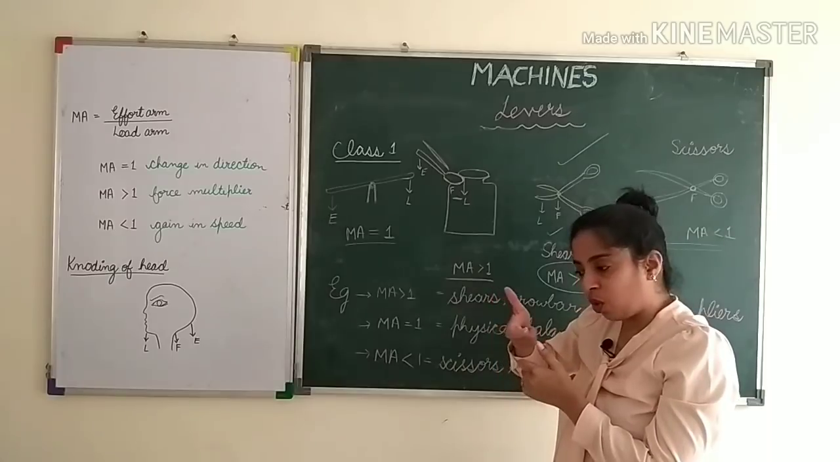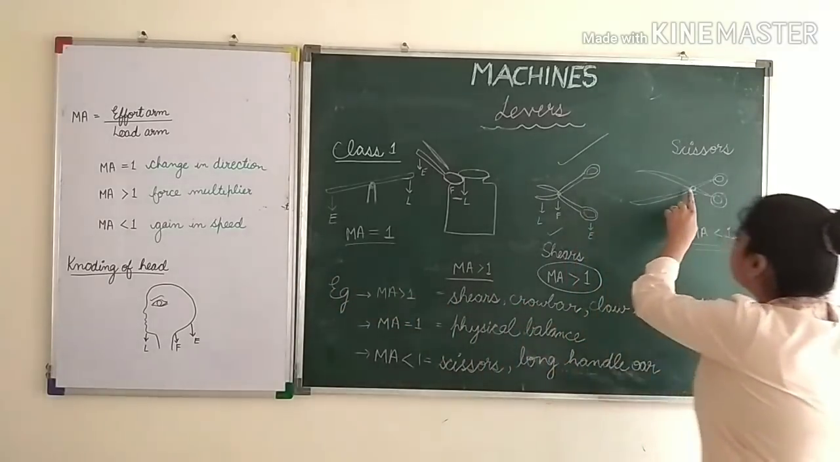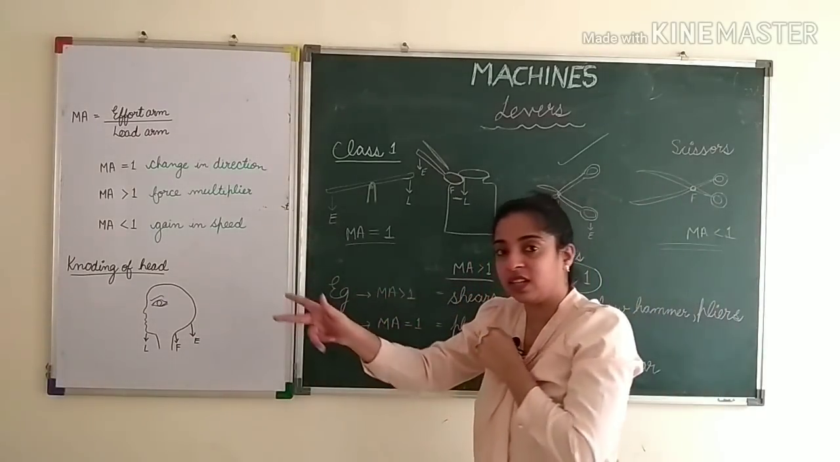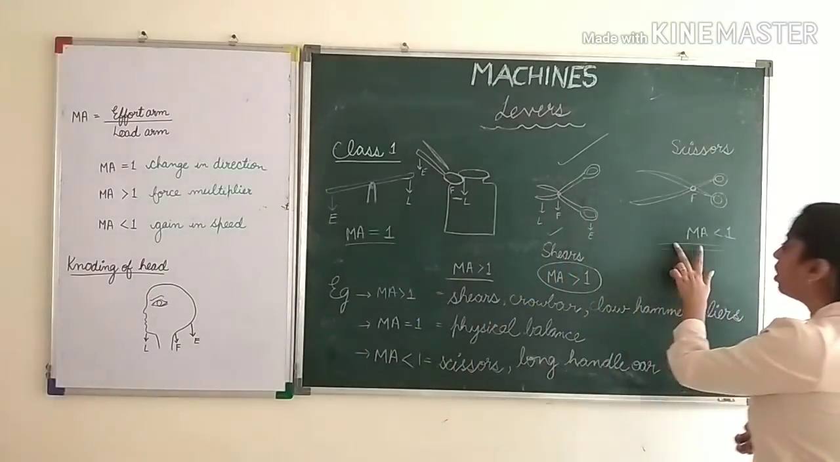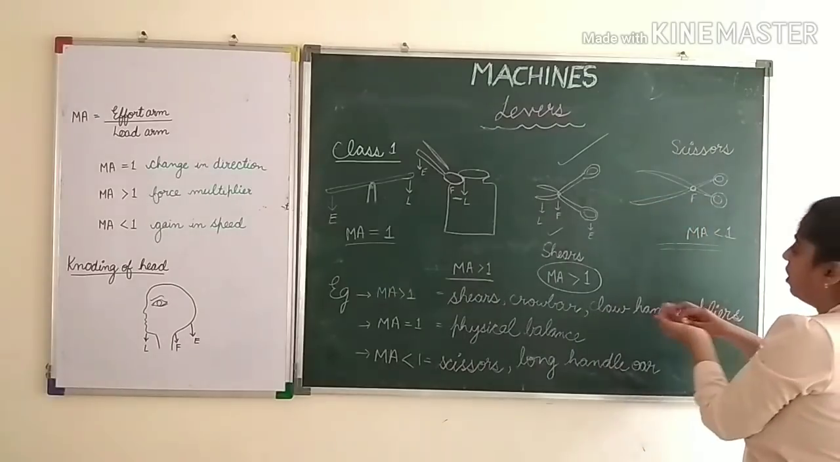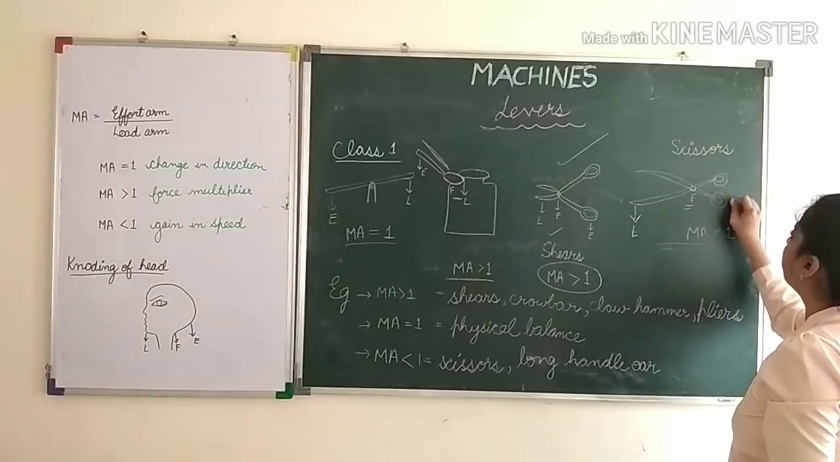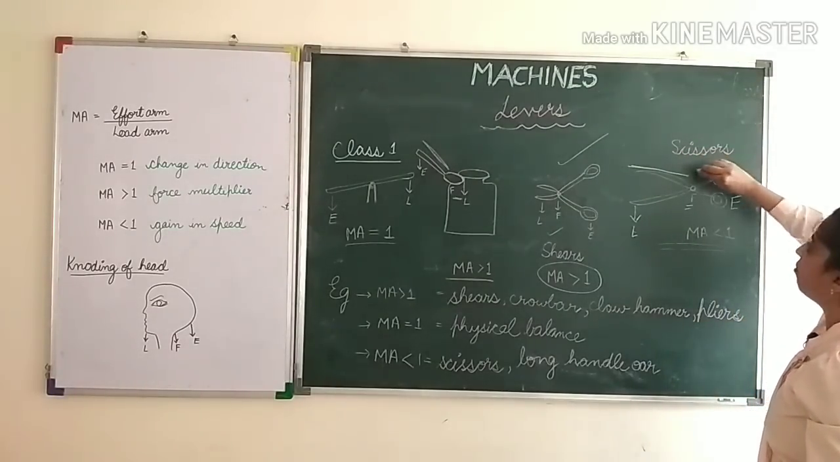Okay, तो छोटा हाथ घुमाने पे ज़्यादा कपड़ा कटना चाहिए, so this has to move more. So in this we want gain in speed. फटाफट हम थोड़ा थोड़ा हिलाएंगे, अब फटाफट बड़ा सा कपड़ा कट जाएगा. So here we want gain in speed. So here if there is load, if load is here, fulcrum is here and effort is here, so this load arm is bigger than the effort arm.